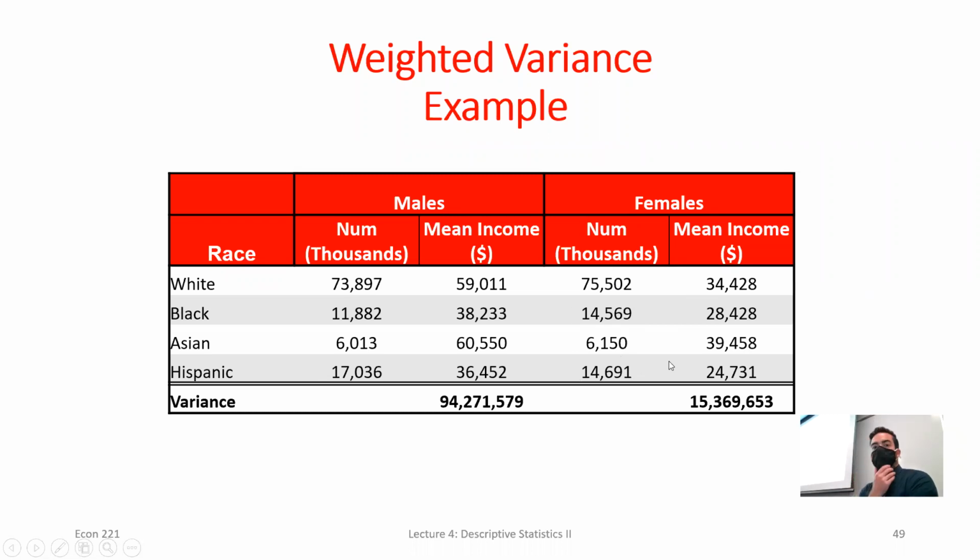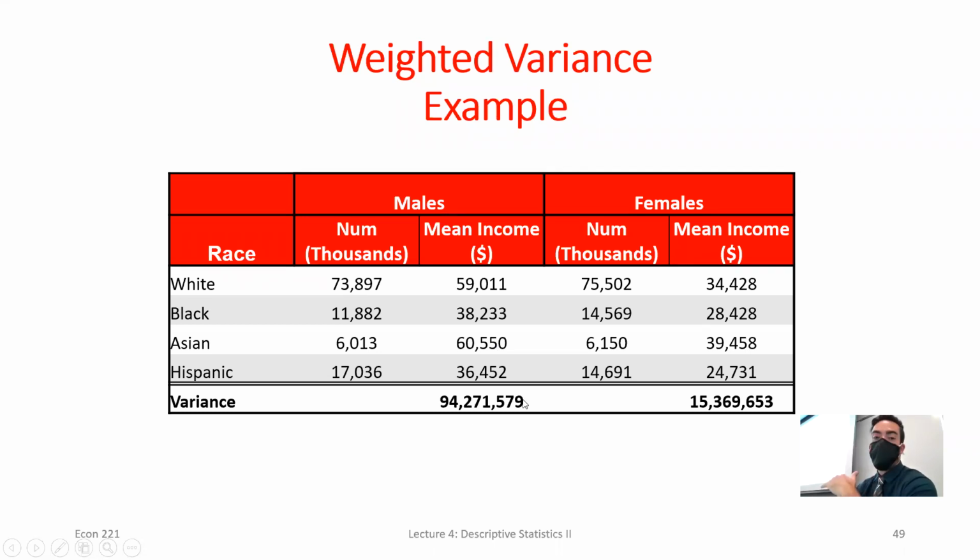Okay? So this data is interesting. It shows racial and gender disparity in income. But also notice the variance as well. If I just look at these numbers, 60, 59, 38, 36, there's a lot more variation, even if I just think about the range of these values, than if I look at 34, 28, 39, 24. So just looking at these values, I can see there's less variation in the data, and sure enough, that variance of 15 million is much lower than that 94 million.